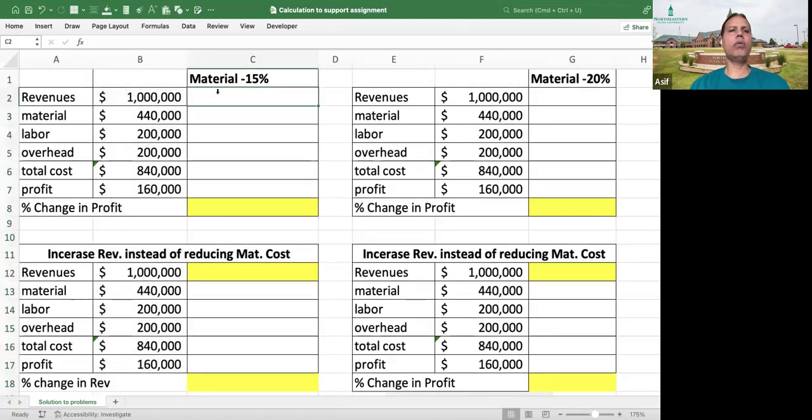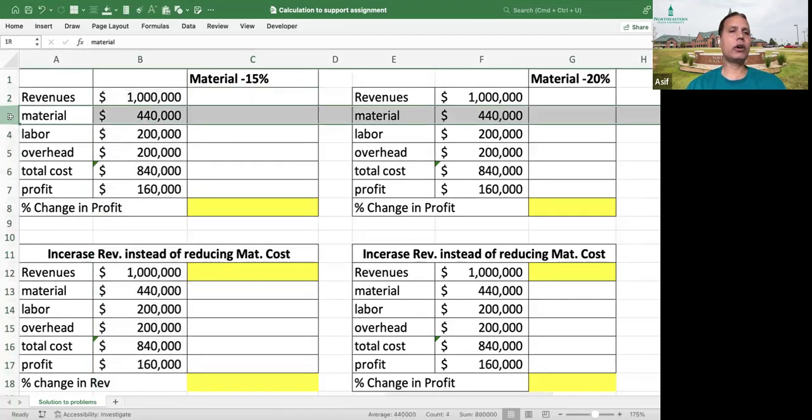Now, the question is what would happen if you reduce material cost by 15%? So let's see, for example, in this data, our material cost is 440,000, and we want to reduce this material cost. The reason we want to do that is because material cost is one essential component of purchasing or procurement. So there is always pressure on the materials manager to reduce this cost. So we want to know that if you are successful in reducing this material cost, to some extent, it may cause big gains in revenues and in profit.